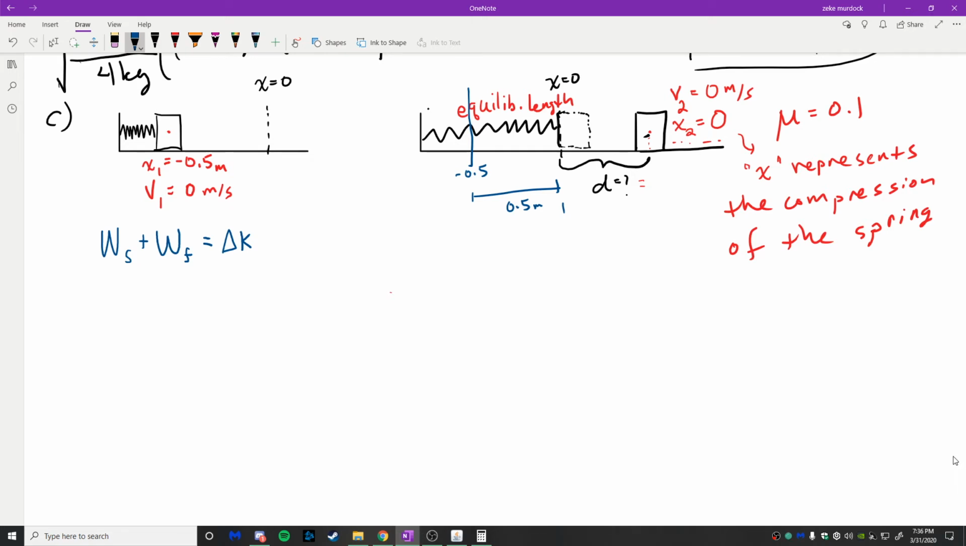So let's solve out what this would be. The work done by the spring, right, was negative 1/2 k times x2 squared minus x1 squared. For the friction force, we found the friction was mu times mg. And now we need to multiply by the total distance the object moves. What I was trying to say is that it moves a distance of 0.5 meters plus an additional distance that we call d. And the friction force acts that entire time.